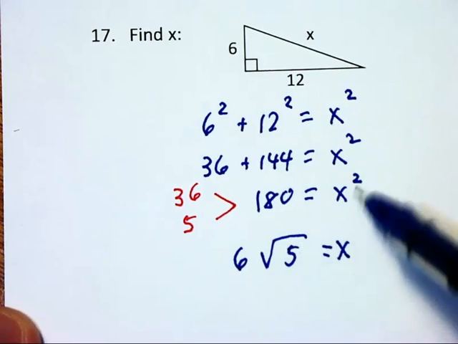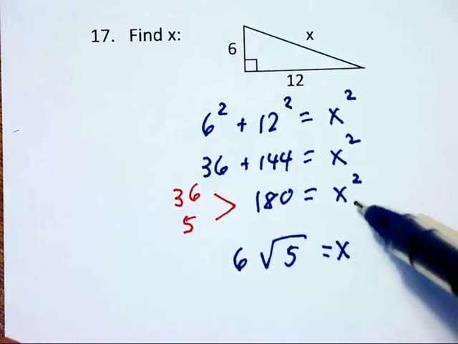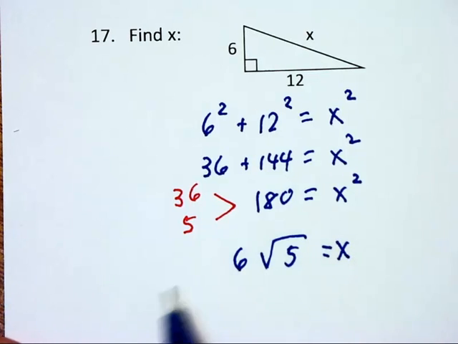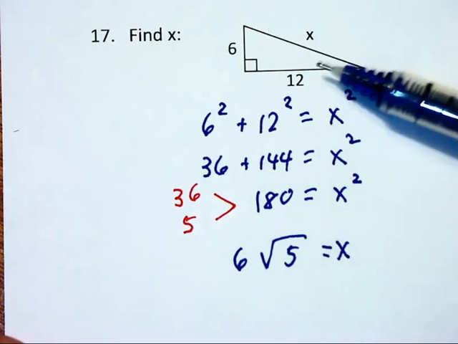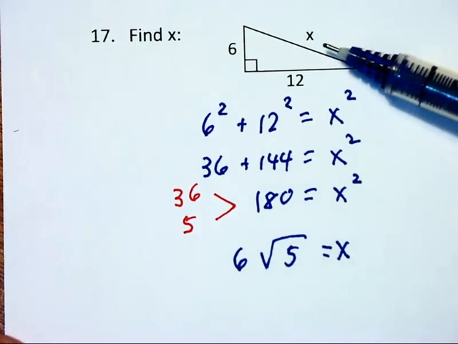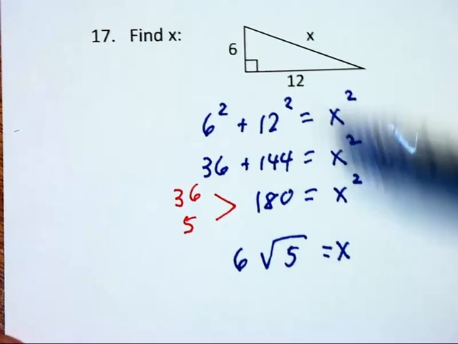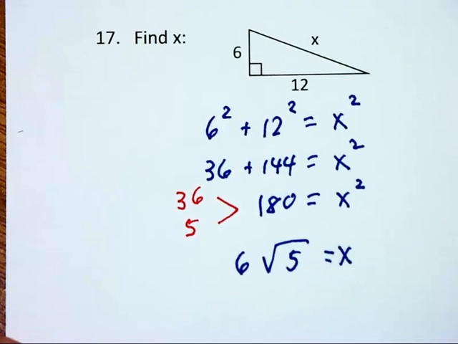Now I mentioned square rooting both sides of the equation. Technically, when you square root both sides of the equation, you need a plus or minus on the other side, but we know from the geometrical context here that we're dealing with lengths, and lengths must be positive, so we don't have to worry about that plus or minus.